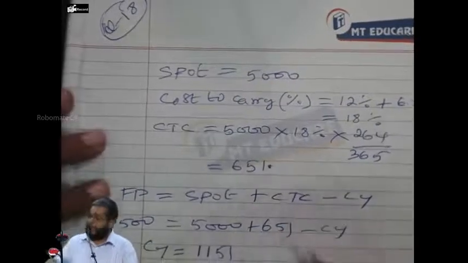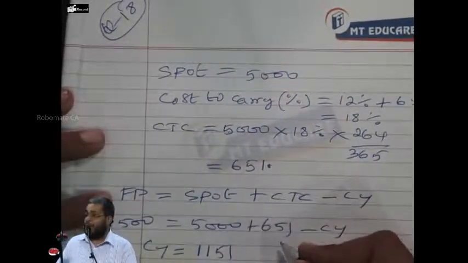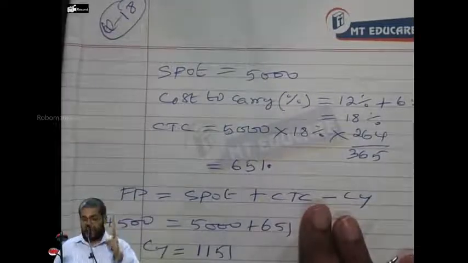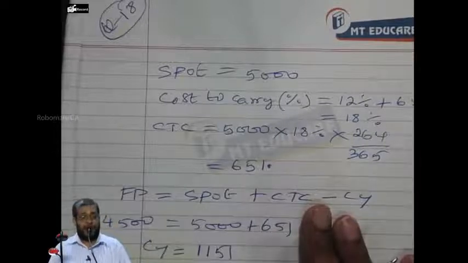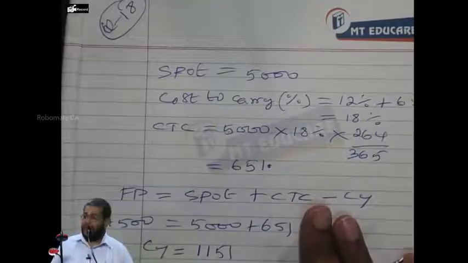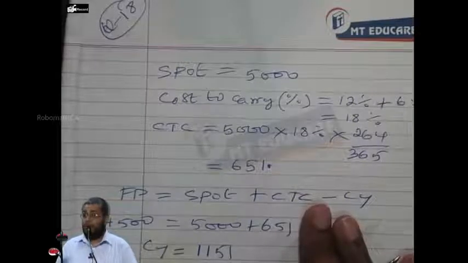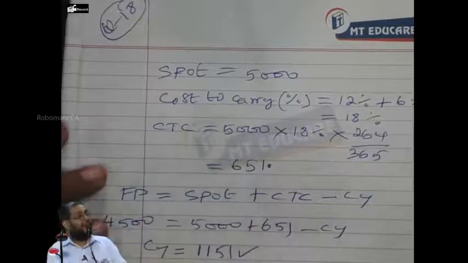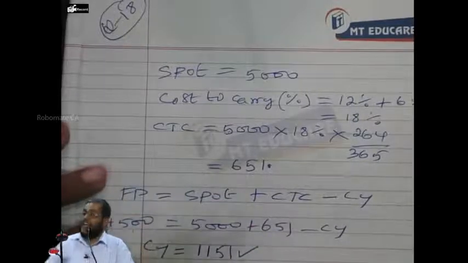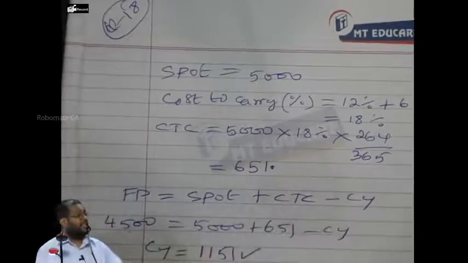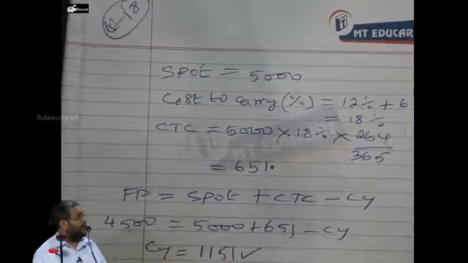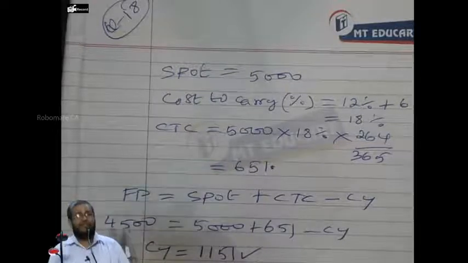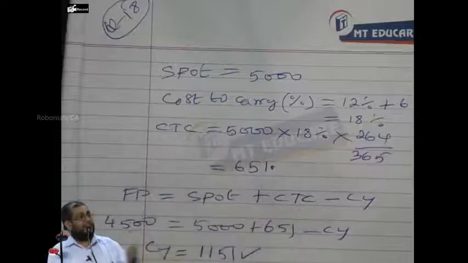Not so. Spot price is 5,000. Cost to carry is 651. The future price should have been 5,651, but it is only trading at 4,500. There is an implied yield. What is the implied convenience yield here? 1,151. I am saying this subject to the assumption that this price is correctly quoted. Otherwise, I can say it is underpriced or overpriced and go for arbitrage if the convenience yield is absent. Since the question asks for the implied convenience yield, we believe the price is correctly quoted and the difference is the convenience yield.